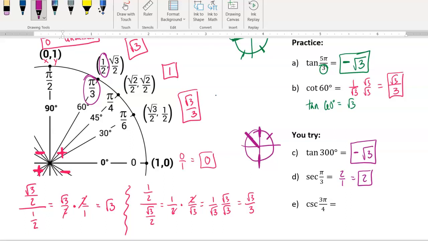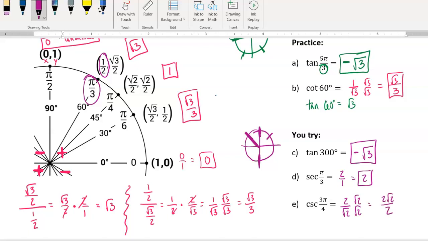All right, so this is going to be square root of 2 over 2, and it's the cosecant, so it's going to be related to the sine. So that's going to be the y value there. So it's going to be a positive square root of 2 over 2, but it's the reciprocal of that because it's the cosecant. But we have to rationalize the denominator, so I'm going to multiply the top and bottom by square root of 2.